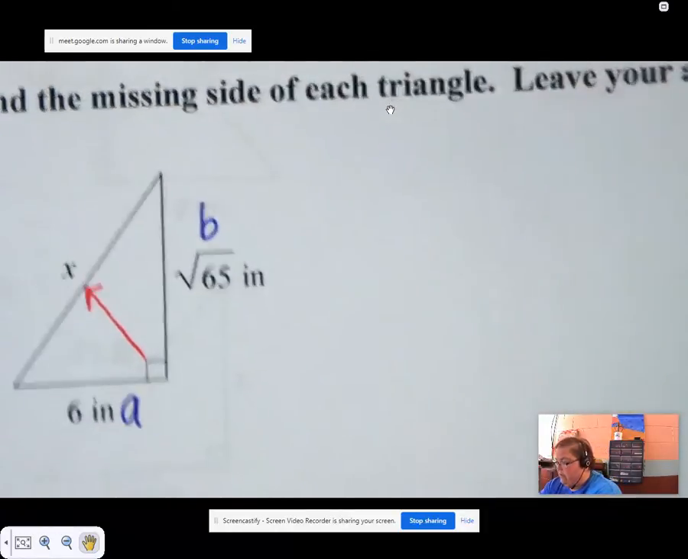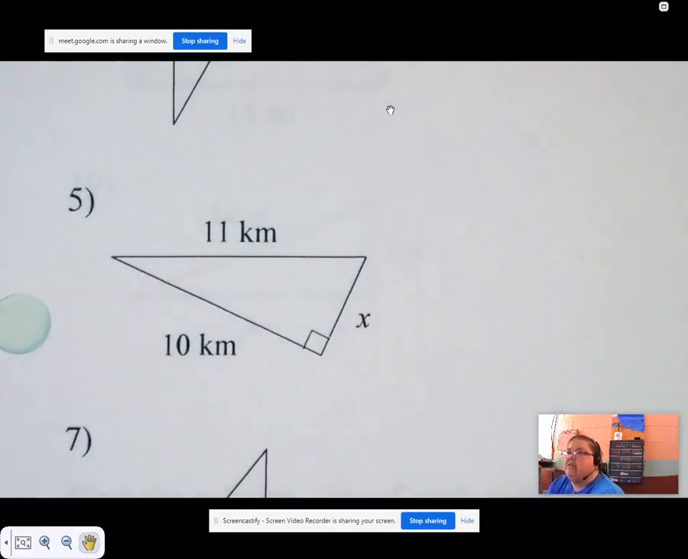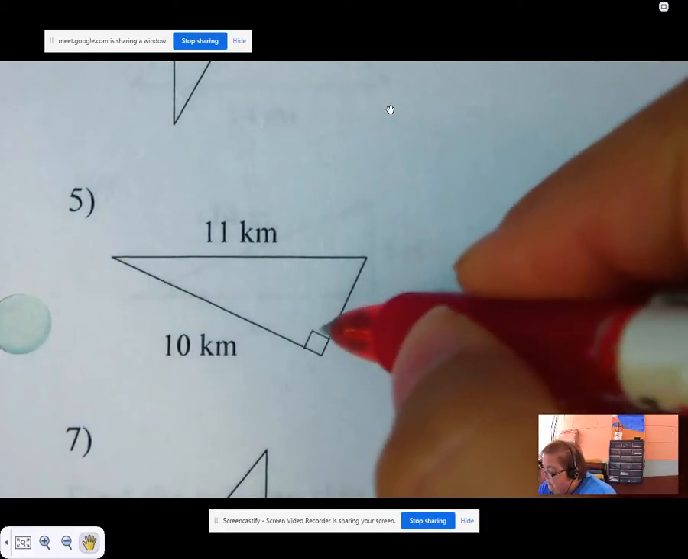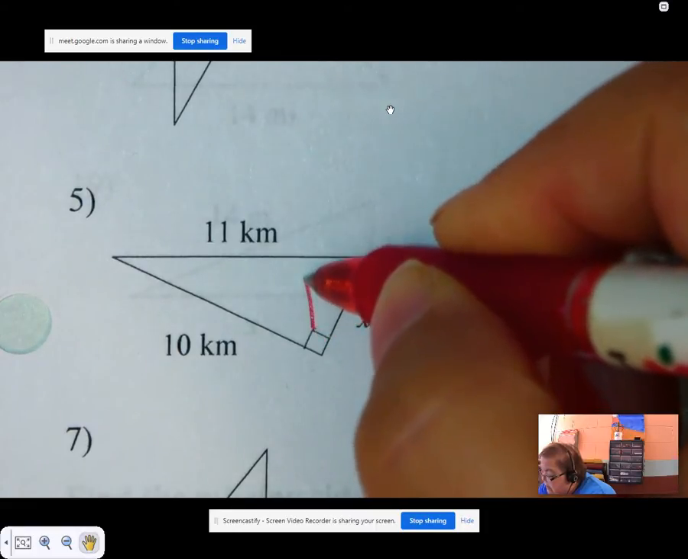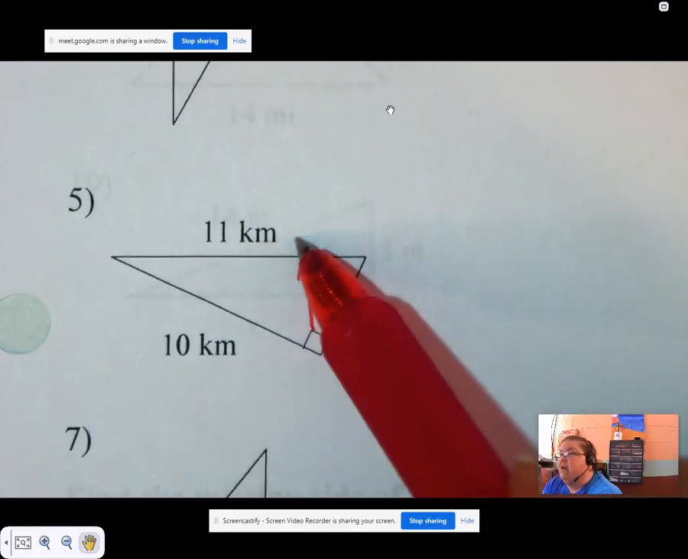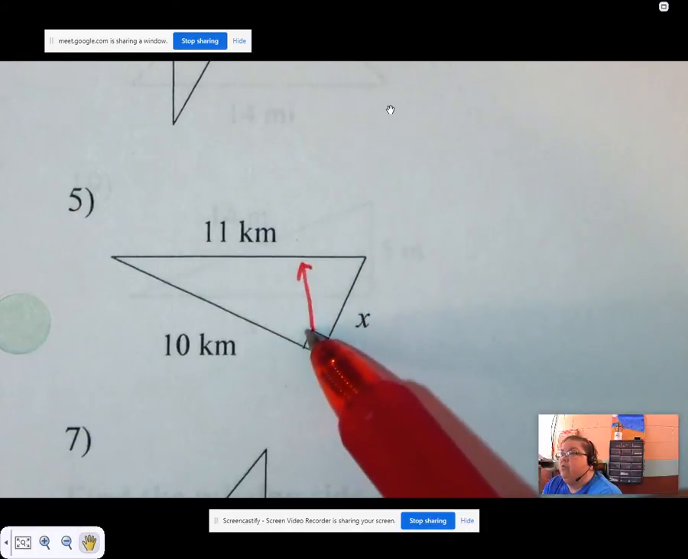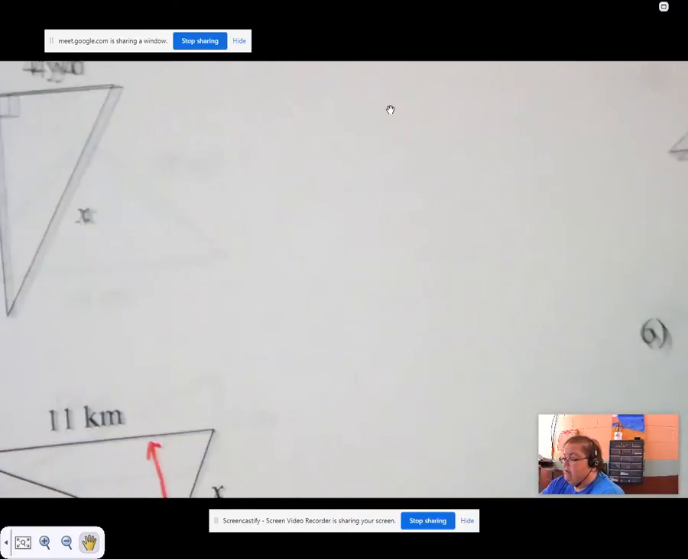Okay? Go down to number 5. I want you to realize that C is not always the variable. If on number 5 I put my pencil on the corner and I go in the opposite direction, it's going to be the 11. Okay? C is always opposite this right angle. So if you put your pencil on the corner and go in the opposite direction, you're going to get there. Okay? So let's go back to example 1.